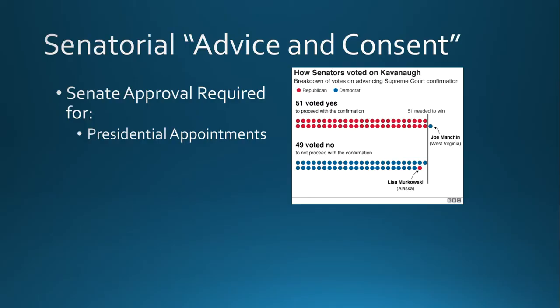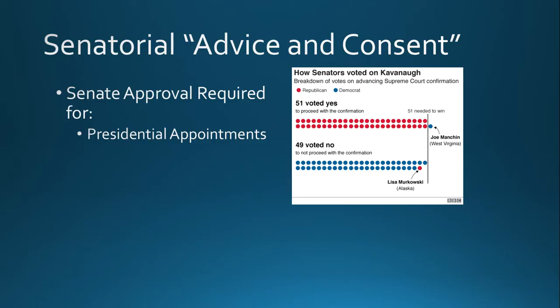There are two types of presidential actions in particular that require Senate advice and consent. The first is any presidential appointment to a position. The chart on the screen shows the Senate vote for the confirmation of Supreme Court Justice Brett Kavanaugh, a Donald Trump appointee. As you can see in the breakdown, Justice Kavanaugh received 51 votes yes in the U.S. Senate and 49 votes against him.